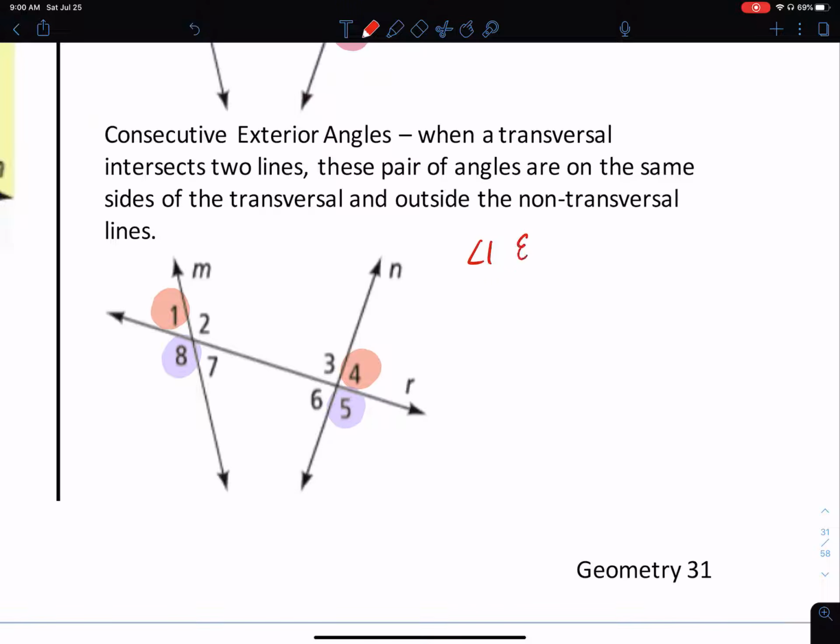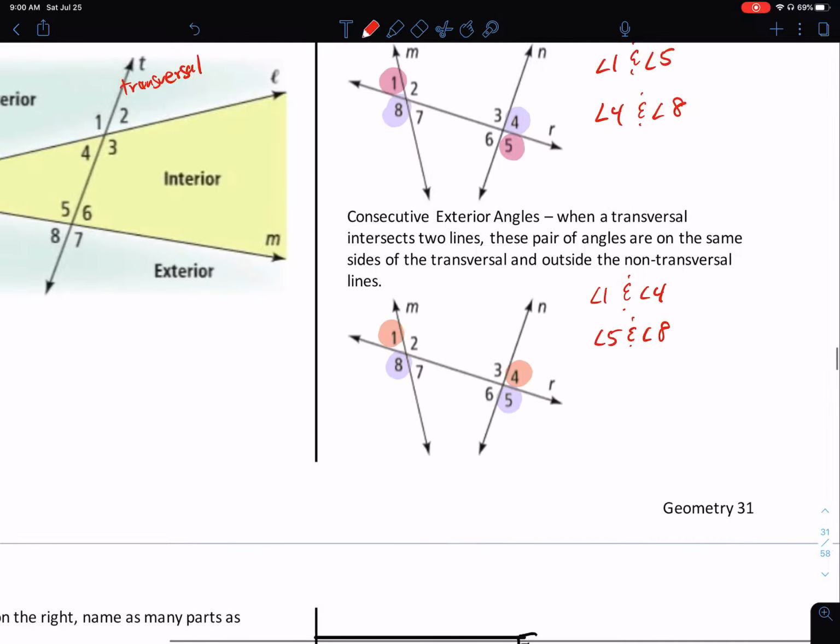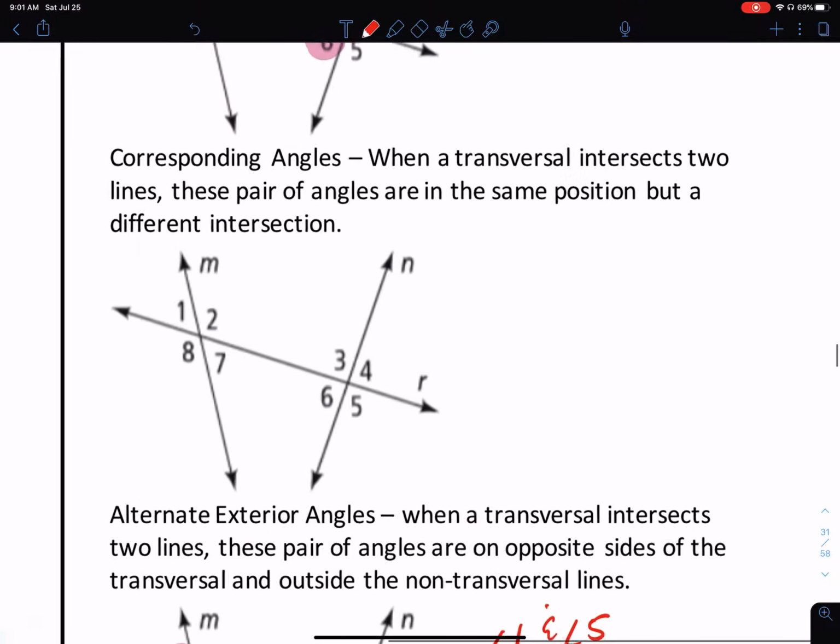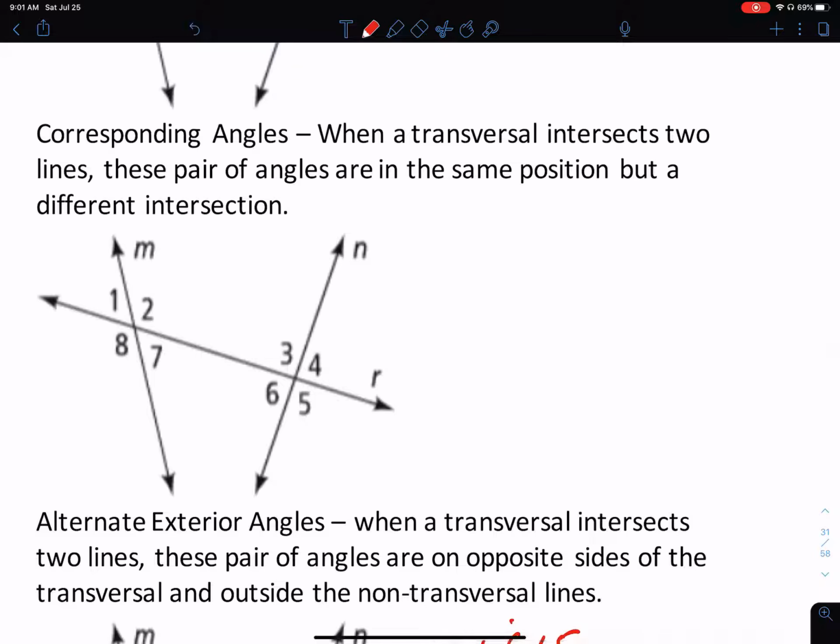So angle 1 and angle 4, angle 5 and angle 8. Excuse me, I skipped one of these. Corresponding angles. When a transversal intersects two lines, these pair of angles are in the same position but a different intersection. So let me try to illustrate this.